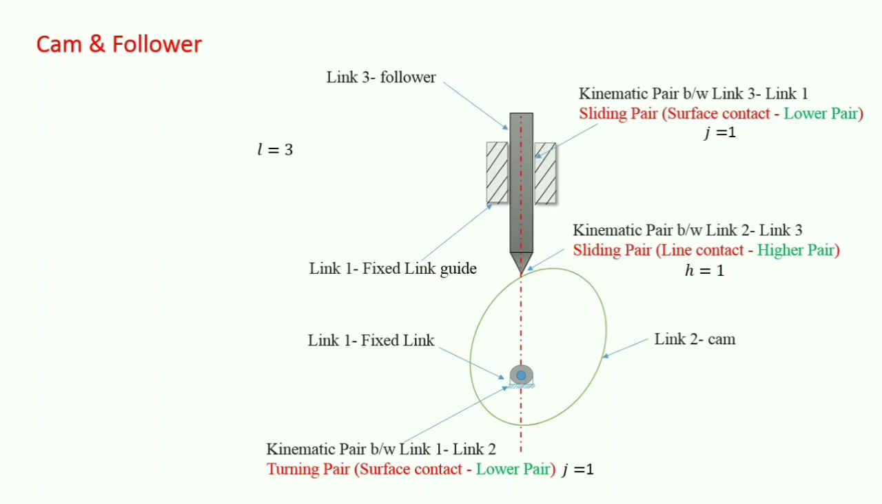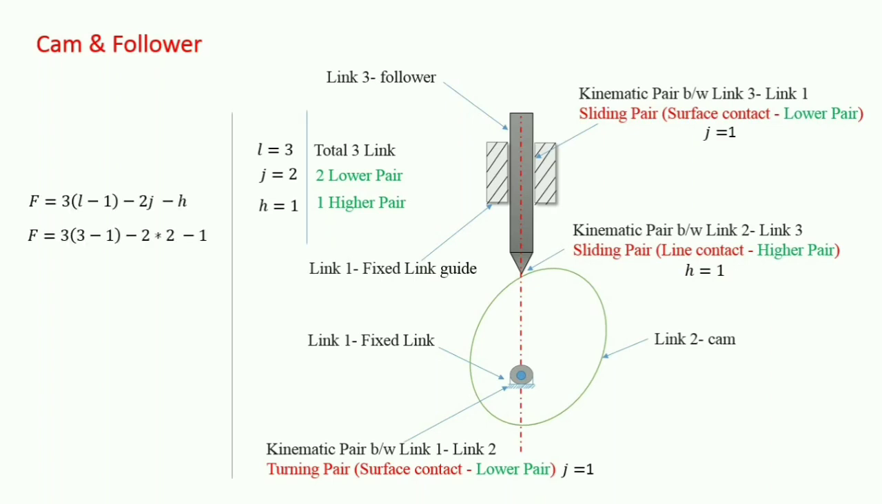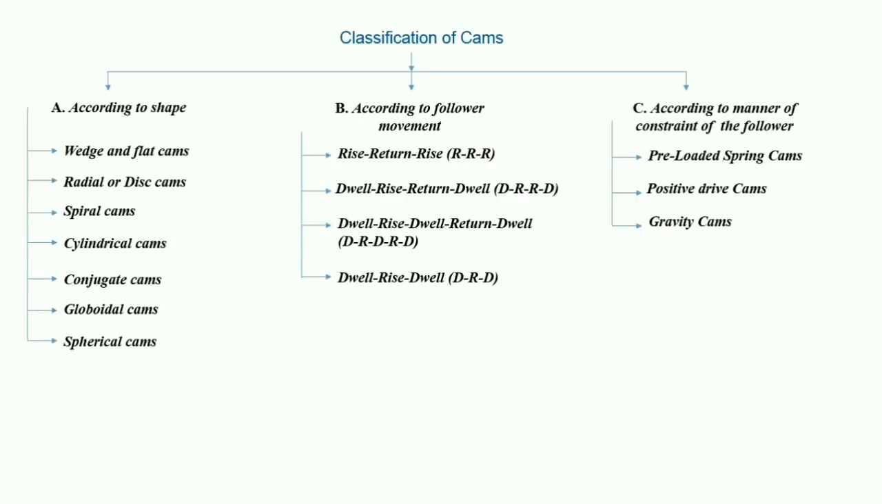So overall we have number of links as 3. J, that is lower pairs, are 2, and 1 is higher pair at contact of follower and cam. So we'll put all these values in the equation, that is Kutzbach equation, and we will find out the degree of freedom, or we can say the mobility of the linkage. So we'll put the data in this equation, and we'll get F is equal to 1. So the mobility of this linkage is 1. So one will be the input, and one will be the output.